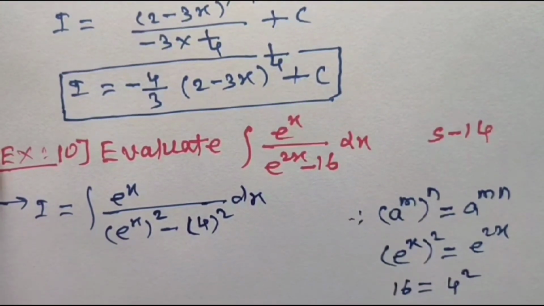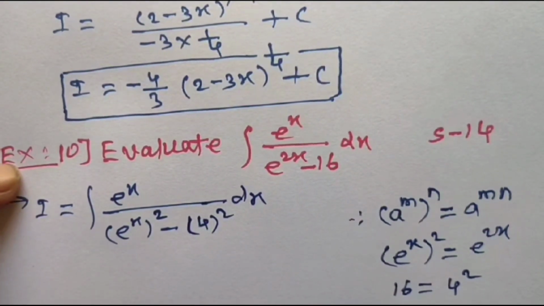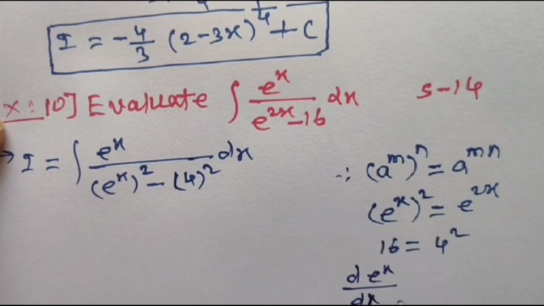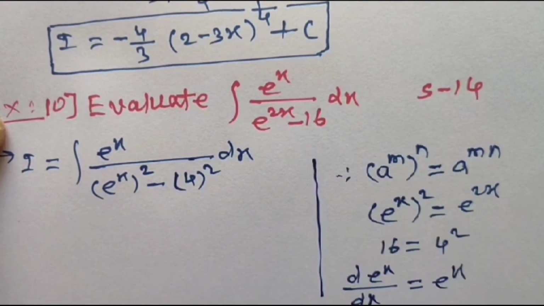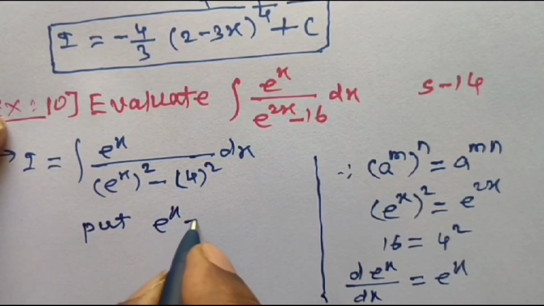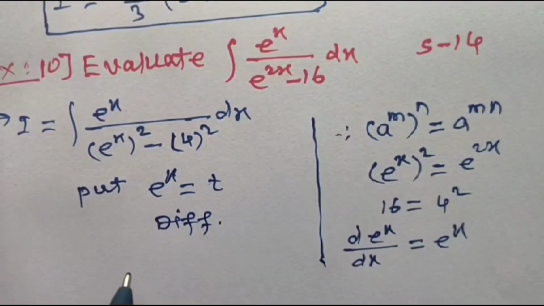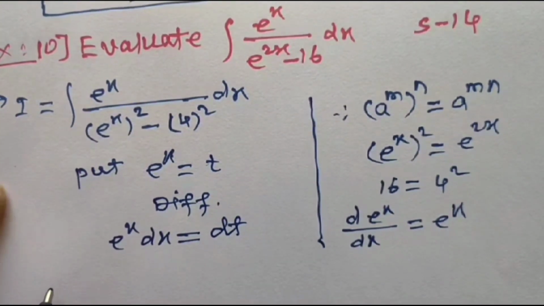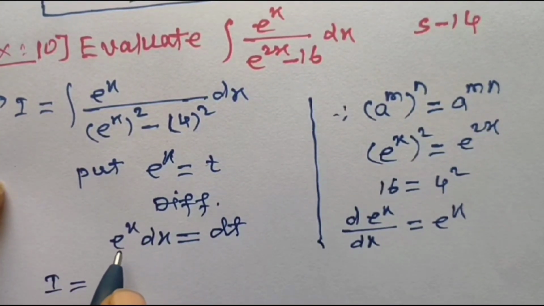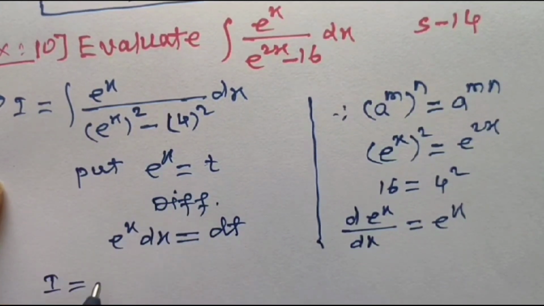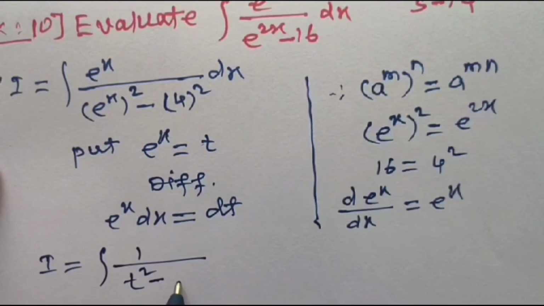Now substitute e to the power x is equal to t. Since you know the derivative of e to the power x with respect to x is equal to e to the power x, hence, substituting e to the power x as the new variable t and differentiating, e to the power x dx is equal to dt. Replacing e to the power x dx with dt and e to the power x with t, I can be written as the integral of 1 upon t squared minus 4 squared dt.